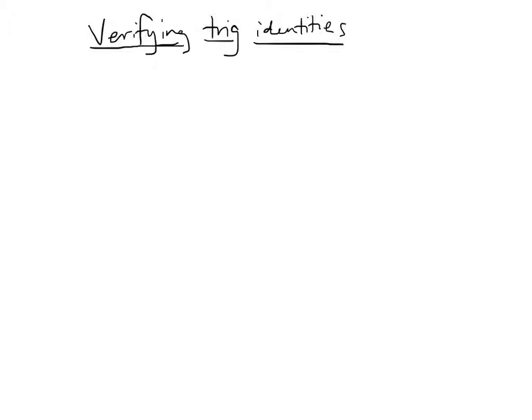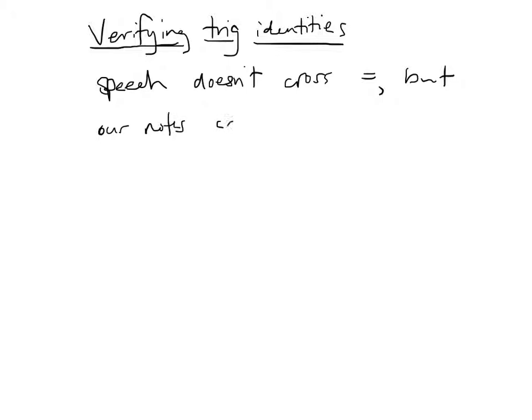Yeah, that's the notes behind the podium. So we're giving a speech. Or under the podium, whatever. The audience doesn't see it. So we're giving a speech that doesn't cross the equals, but our notes can.